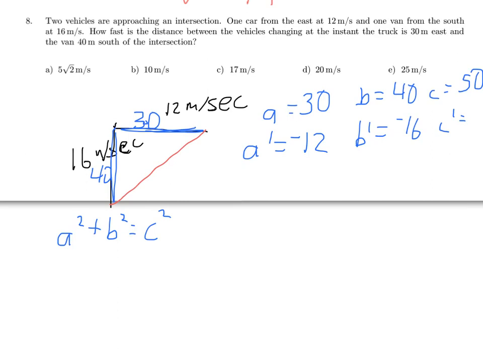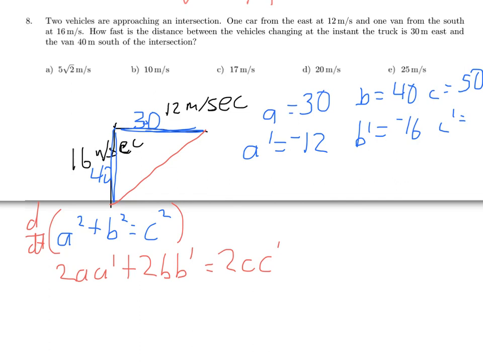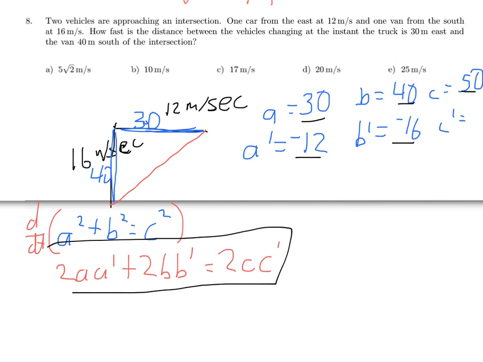We take our derivative with respect to time, because everything is with respect to time here. And 2a times a prime plus 2b times b prime equals 2c times c prime. We plug a prime, b prime, and c all into the equation. We solve for c prime, and c prime is 20 meters per second.